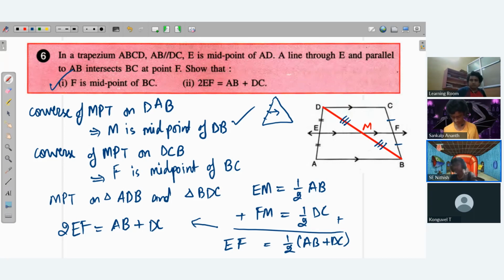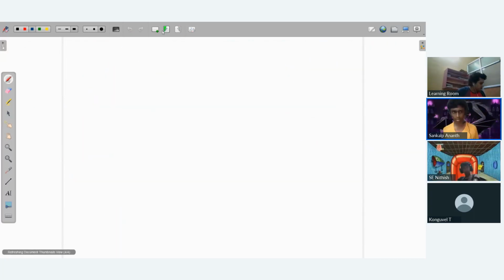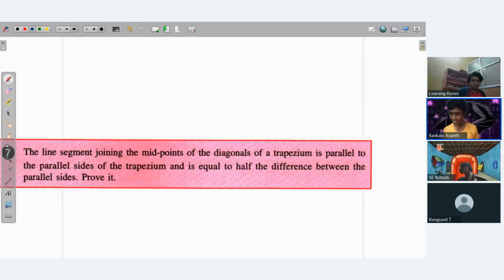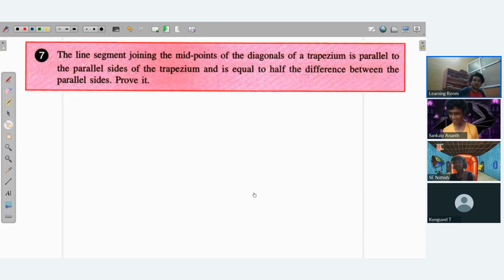So we can go to the next question. Try to draw the picture. The line segment joining the midpoints of the diagonals of a trapezium.